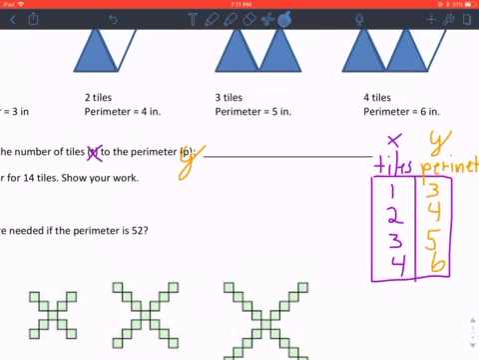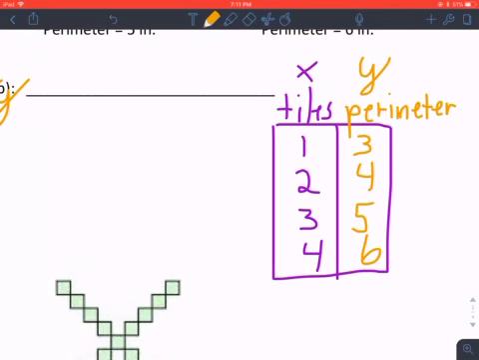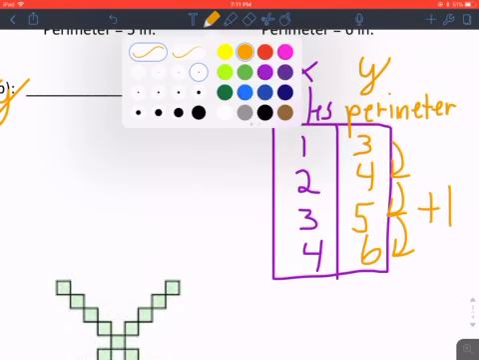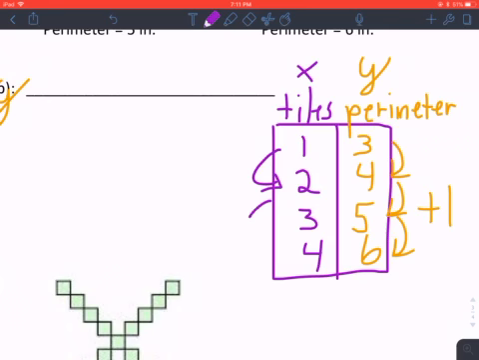Okay, so write the rule. Well, I have to figure out the change in Y divided by the change in X. My Y's are changing by positive 1 each time. My X's are changing by positive 1 each time. So therefore, my slope is 1 divided by 1, which is 1. Notice that this one's a little bit trickier because I don't see 0 for an X value, so it's not as easy to identify my Y-intercept.